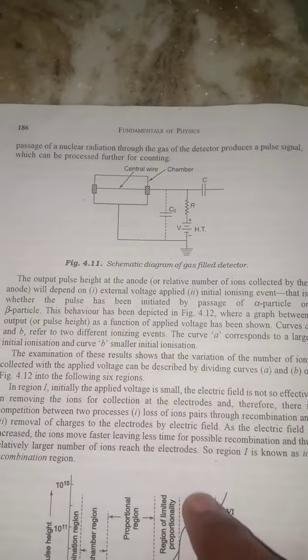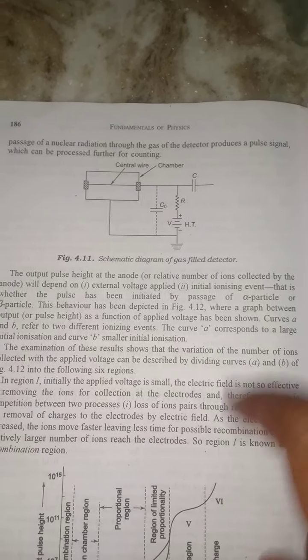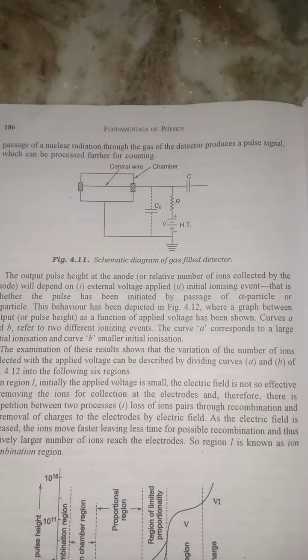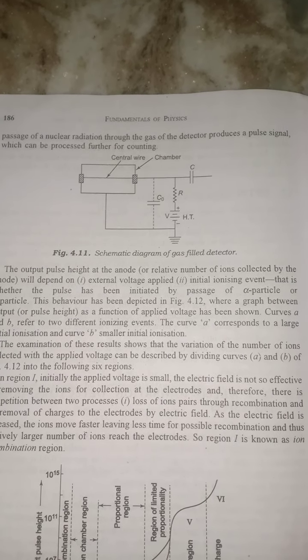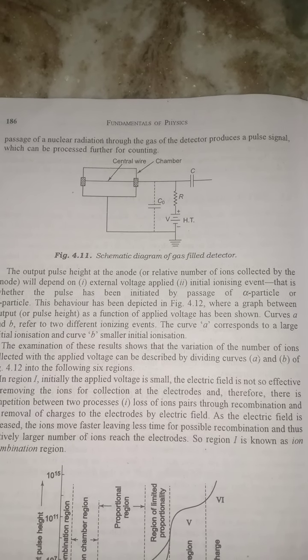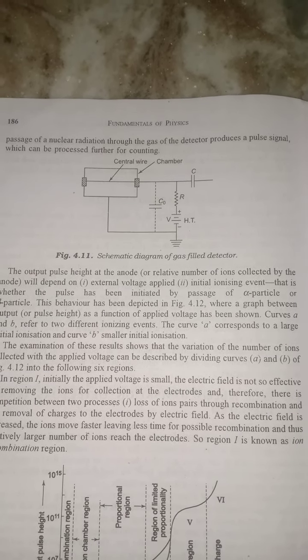Here is the schematic diagram of the ionization chamber. The central part is the anode, and the body of the chamber will act as the cathode, and the circuit is shown in the figure.